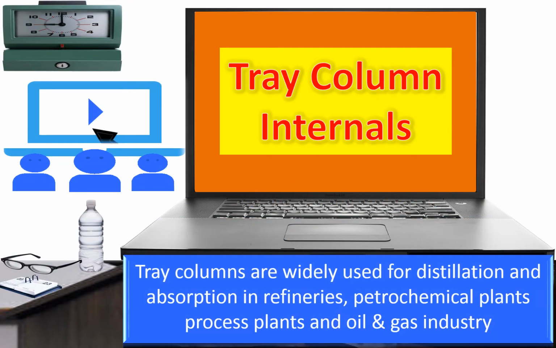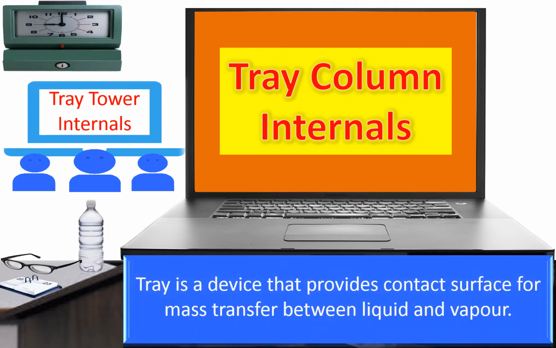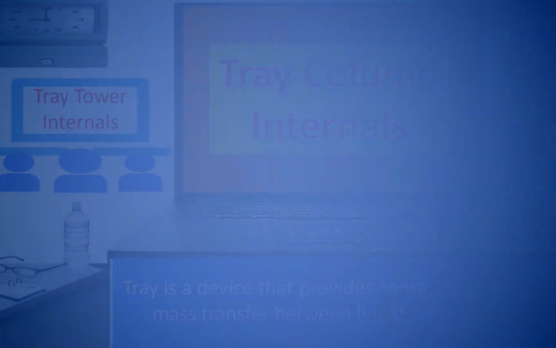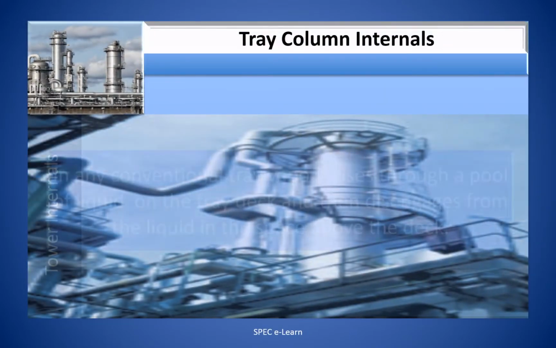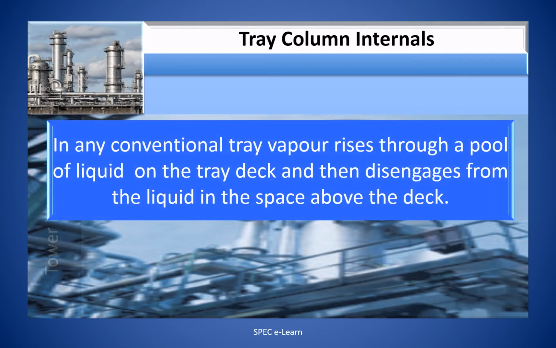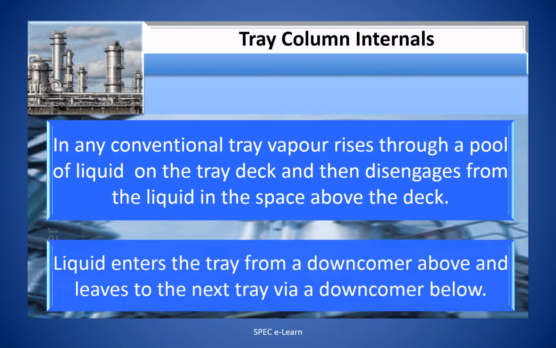Tray columns are widely used for distillation or absorption in refineries, petrochemical plants, process plants, and oil and gas industry. Tray is a device that provides contact surface for mass transfer between liquid and vapor. In any conventional tray, vapor rises through a pool of liquid on the tray deck and then disengages from the liquid in the space above the deck. Liquid enters a tray from a downcomer above and leaves to the next tray via a downcomer below.